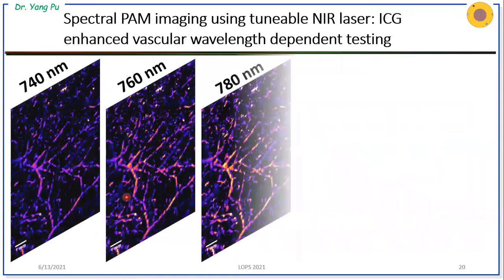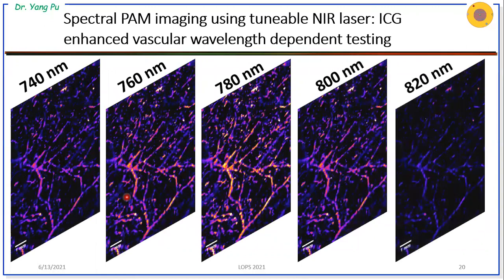So this is our preliminary data of near infrared PA imaging in a mouse model at different excitation wavelengths. The vascular structure in the mouse back is clearly visualized. Since the contrast agent ICG has its absorption peak located at 780 nanometer, which can be clearly displayed by our images, we can see the image at 780 nanometer has the strongest PA signal here.